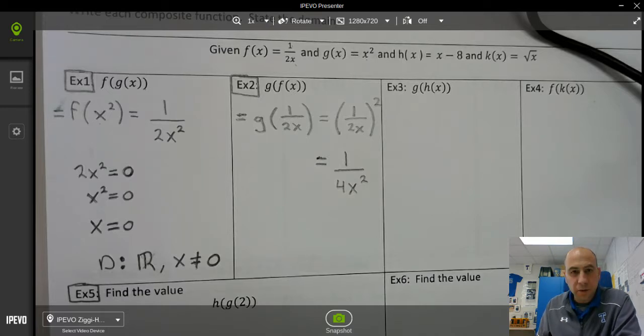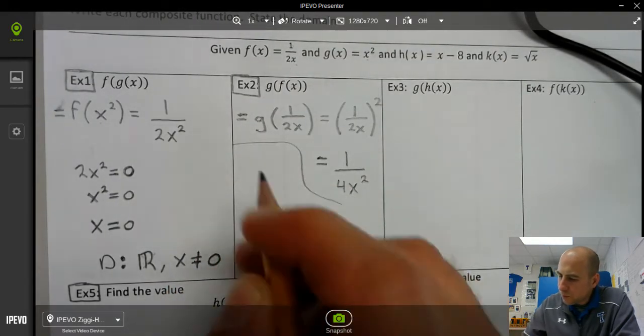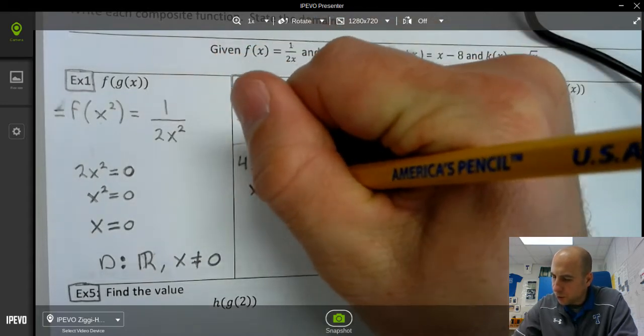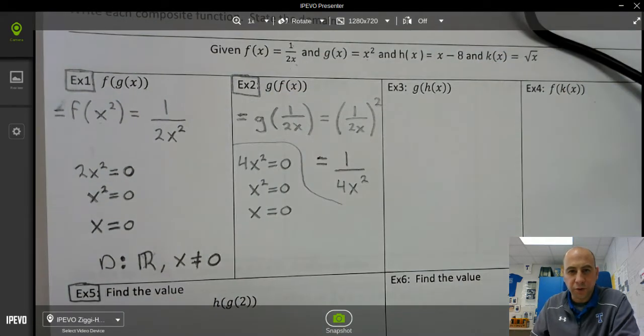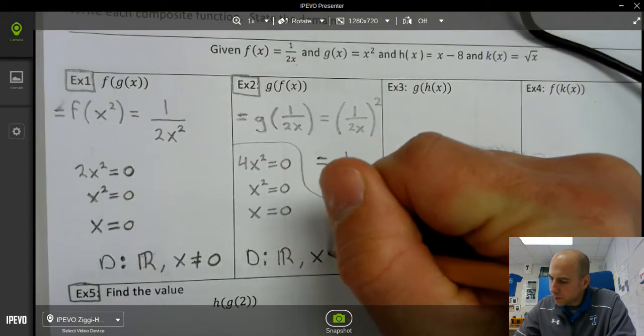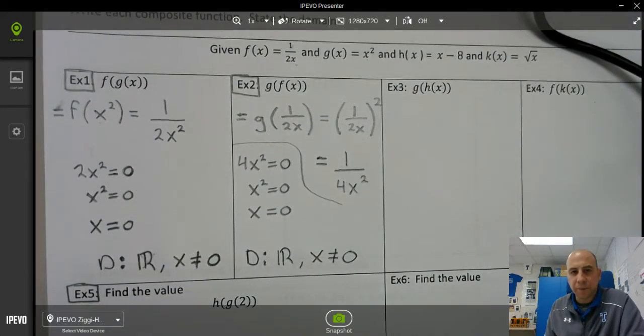All right, so now to find the domain, we need to find the restrictions. So we're going to set 4x squared equal to 0, divide by 4, x squared equals 0, take the square root of both sides, x equals 0. So since your restriction is x equals 0, your domain is all real numbers except x does not equal 0. All right, so you would pause the video and update example 2. All right, so then we can look at example 3 and 4 in class tomorrow. And again, we can also look at example 1 and 2 if you had questions on that.